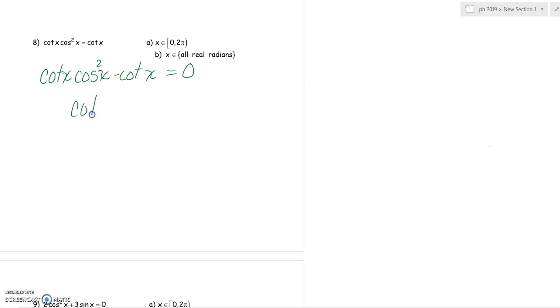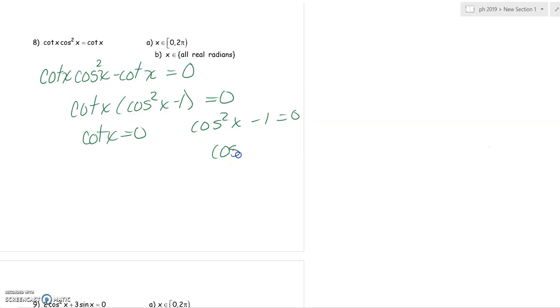So if we factor out a cotangent, and now because of the zero product property, we know that the cotangent of x equals 0, or cosine squared x minus 1 equals 0. So we have cosine squared x equals 1, so we know cosine x is positive or negative 1, and cotangent x is 0.